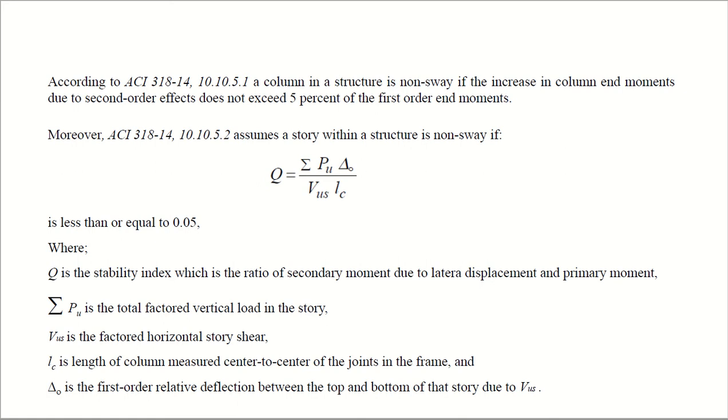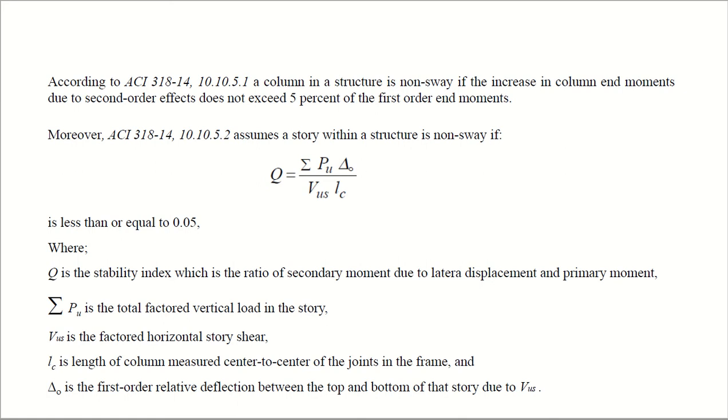Moreover, the ACI code also assumes a story within a structure is non-sway if Q, equal to summation of Pu delta naught divided by Vus times lc, is less than or equal to 0.05. Okay, if this Q is less than or equal to 5%, where Q is the stability index, which is the ratio of secondary moment due to lateral displacement and primary moment, which is exactly the equation representation of this statement.